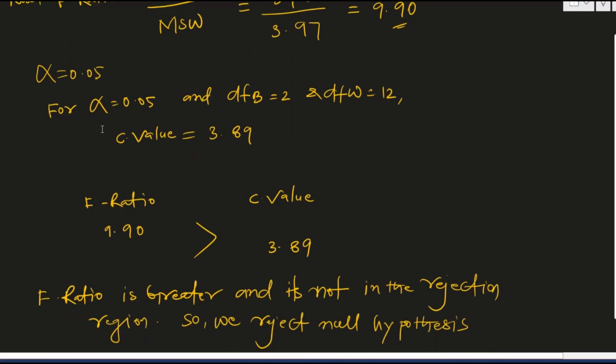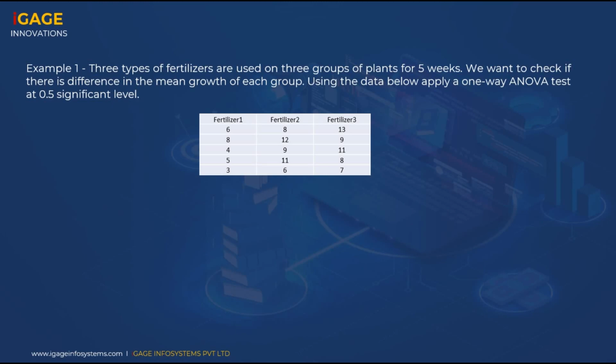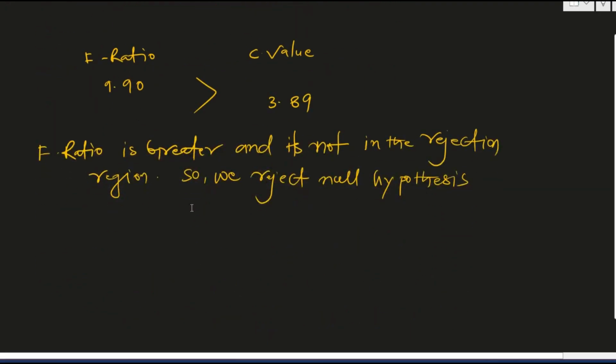For the significance level 0.05, and the degrees of freedom between the group and within the group, the critical value that we have received from the table is 3.89. Now if the F ratio is greater than the critical value, in that case we are rejecting the null hypothesis.